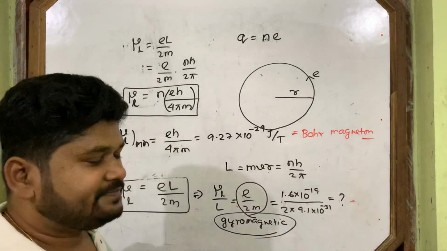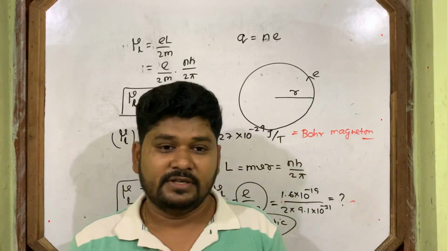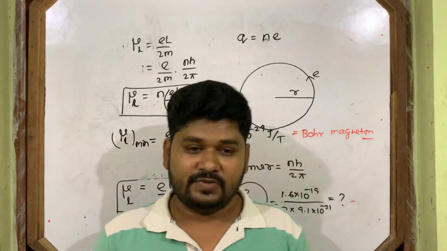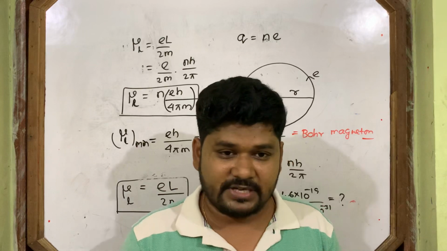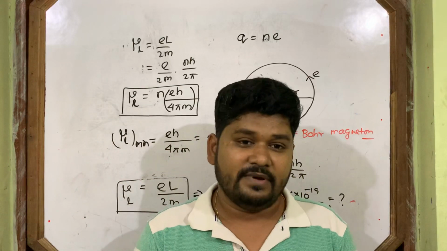So this is all about the chapter electromagnetism. All theories we discussed about this chapter. Today we discussed galvanometer and magnetic moment of a revolving electron.